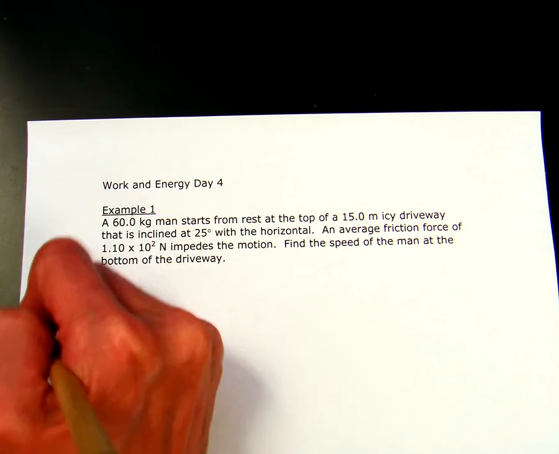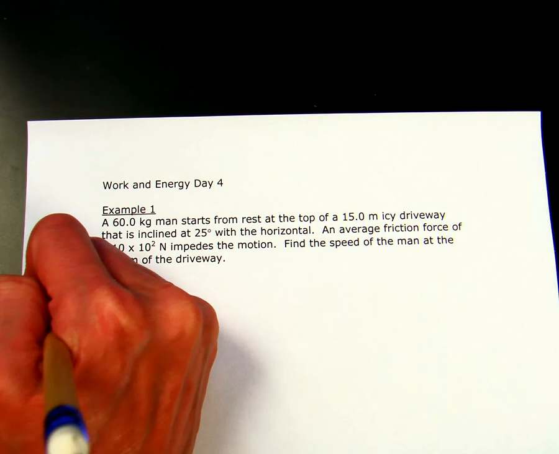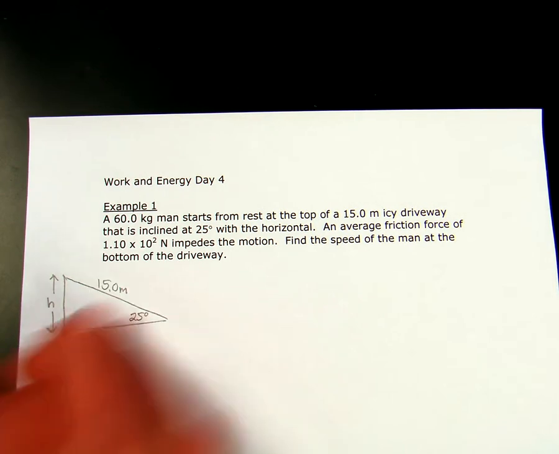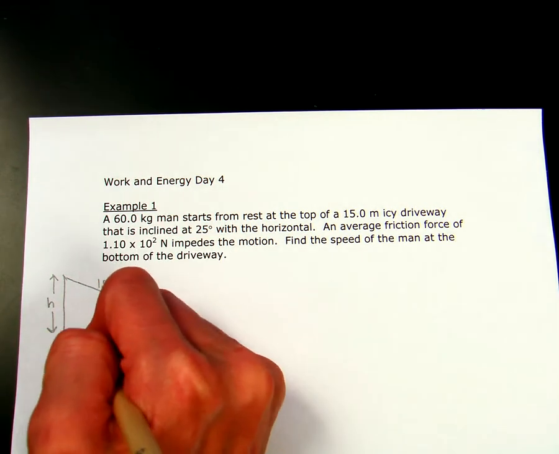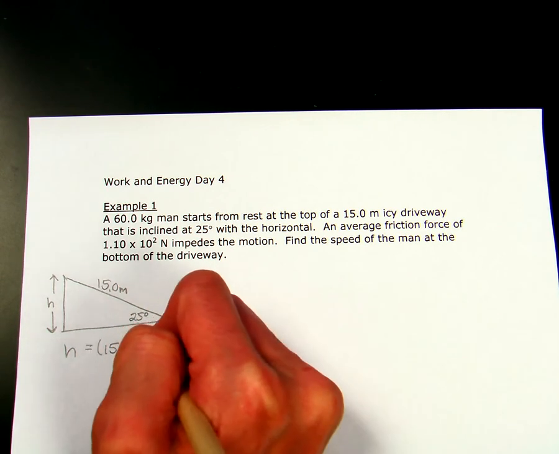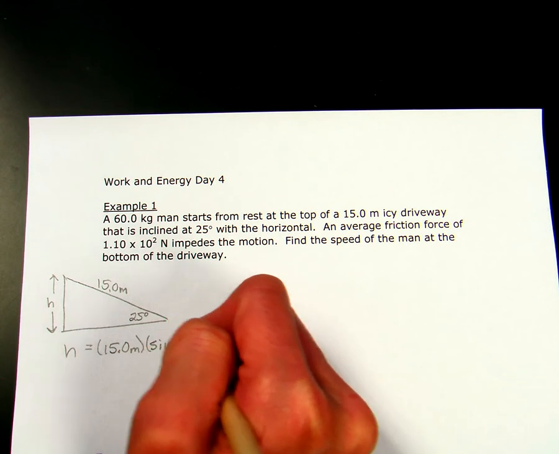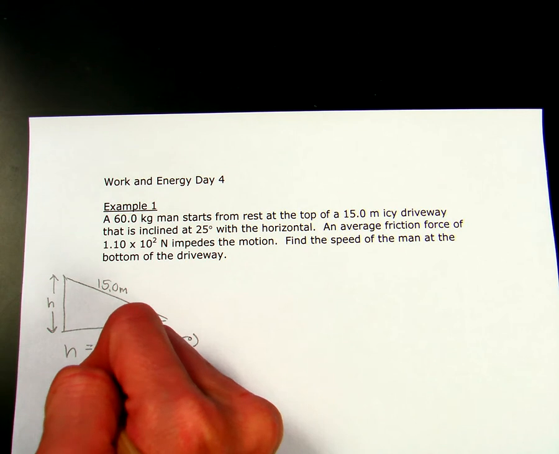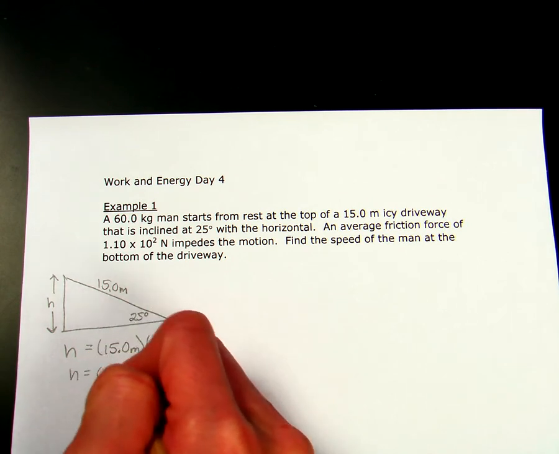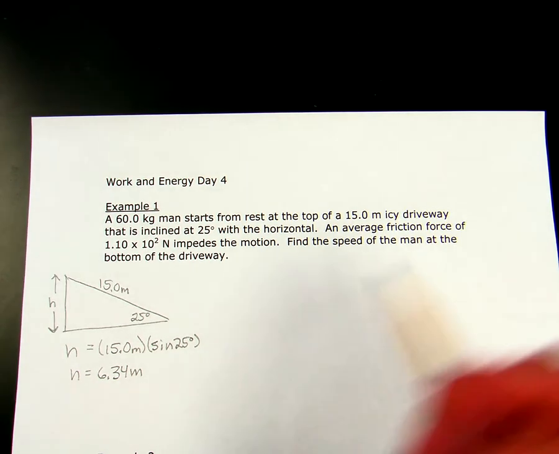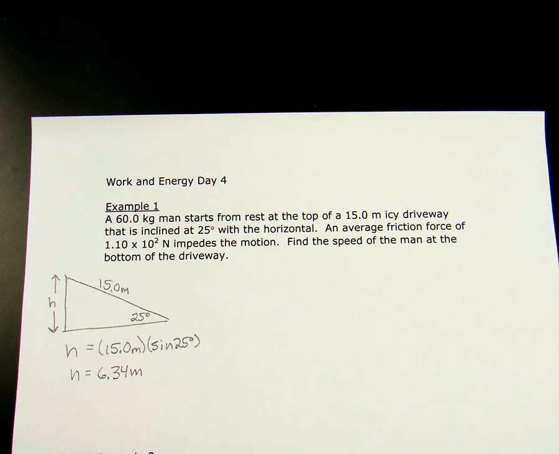And since we're in the energy chapter, I know I want to find the initial height because we need to find potential energy. So the initial height from the diagram would be 15.0 meters times the sine of 25 degrees. And that gives us an initial height of 6.34 meters. Okay. Now, what I have here is I have a frictional force of 110 newtons.